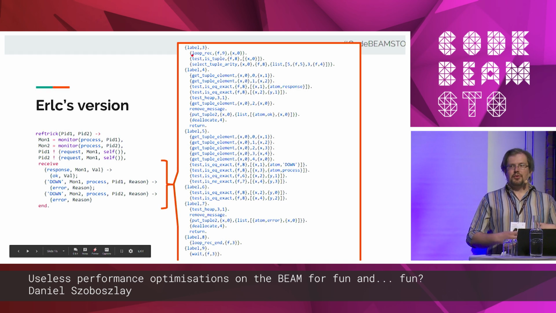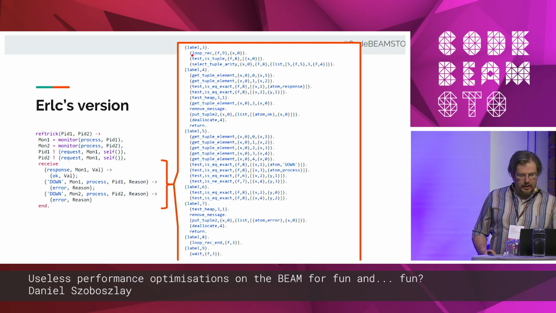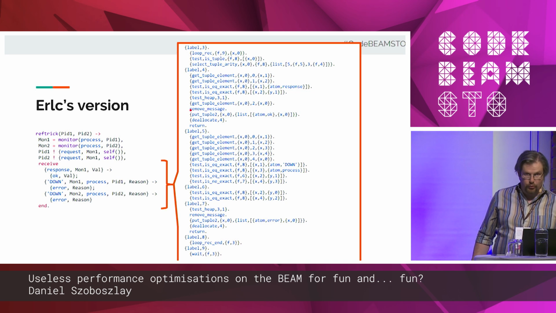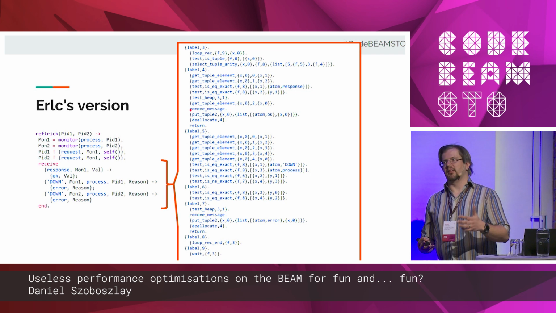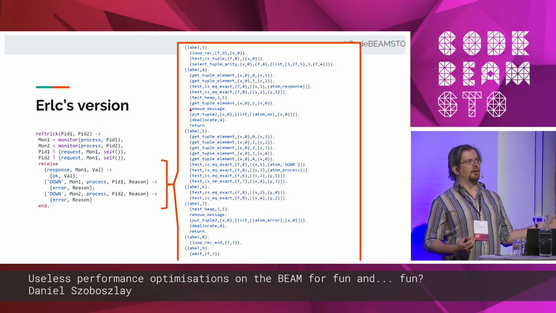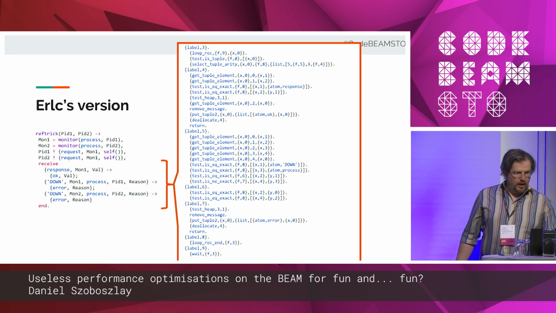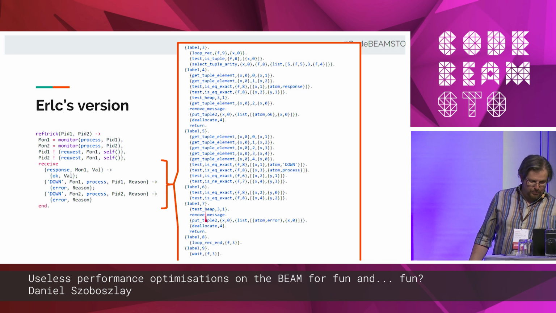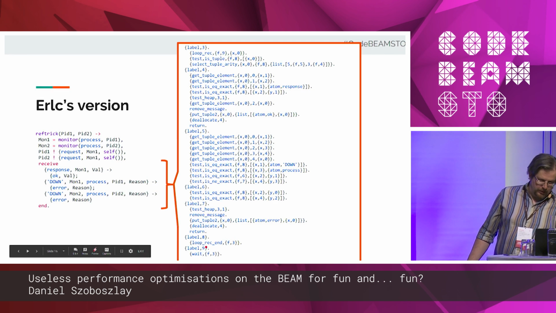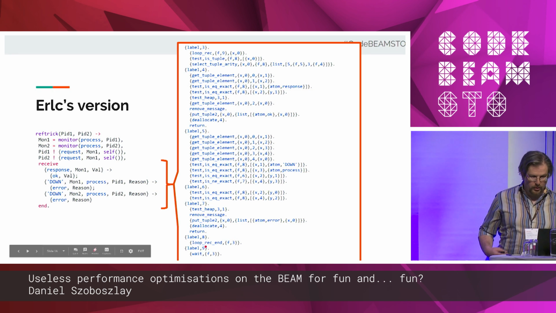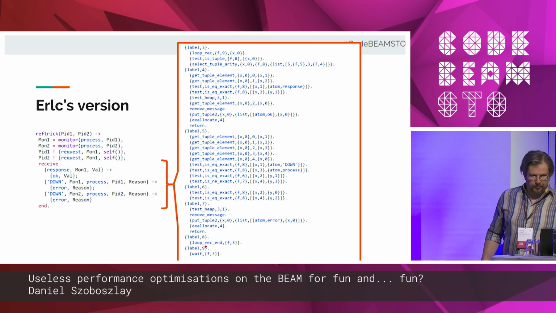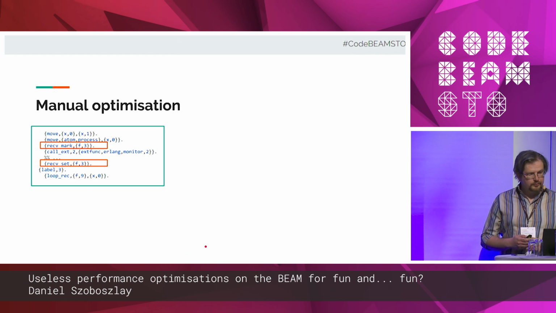And eventually we will find a matching message, and we arrive at remove_message. This is the end of the processing of the mailbox. We remove the message we found. If the message doesn't match, we will end up under label 8 and do this loop_rec_end call, going back once again to the beginning of this loop.